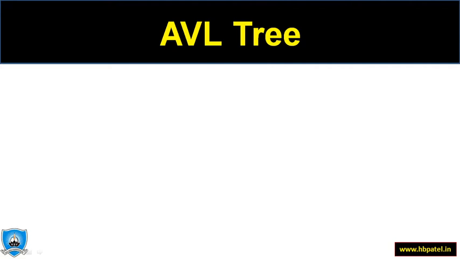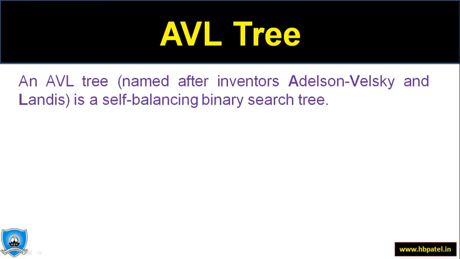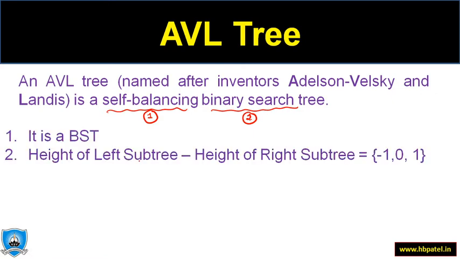In this video we are going to see the AVL tree. The name AVL has come after its inventors Adelson-Velsky and Landis, and basically it's a self-balancing binary search tree. So these are the two conditions of AVL. The first thing is it should be a self-balanced one, and the second condition is it should be a binary search tree.